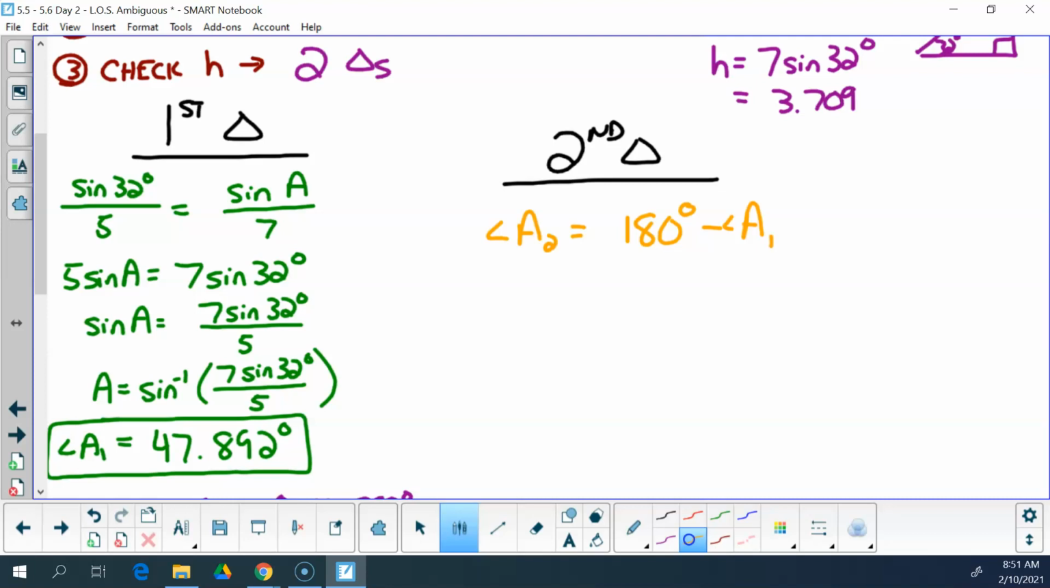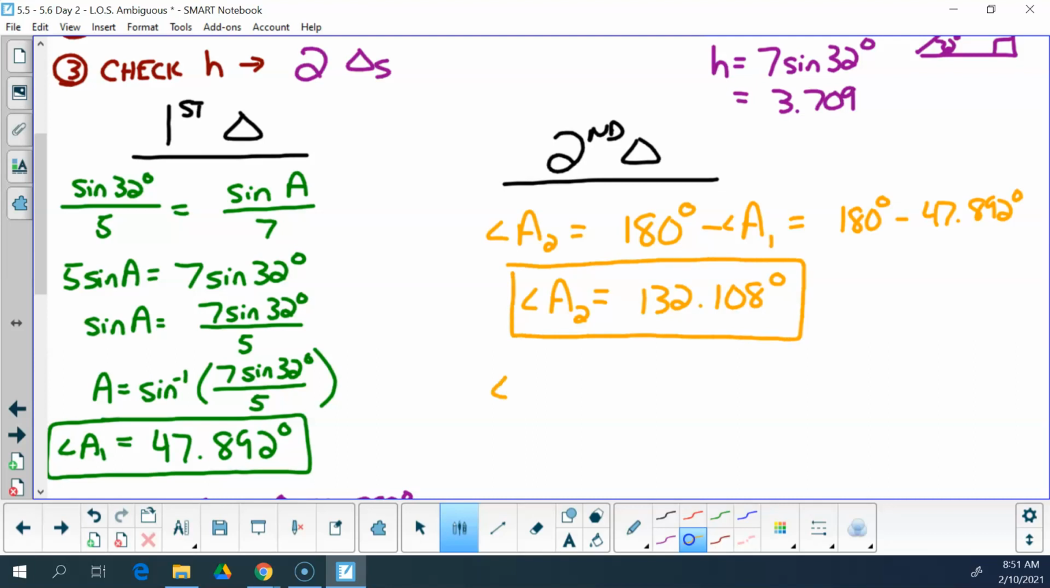Okay? So in this particular case, it was 180 degrees minus 47.892 degrees. So angle A sub 2 is 132.108 degrees. Then you go through and you do the rest. So then that's what that one is.